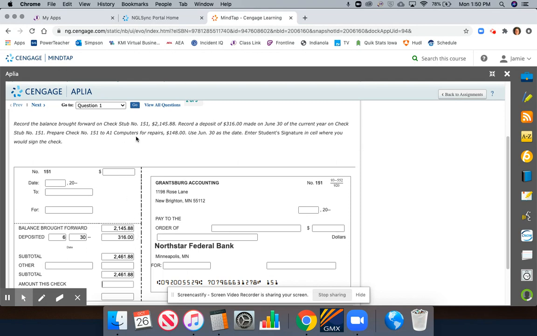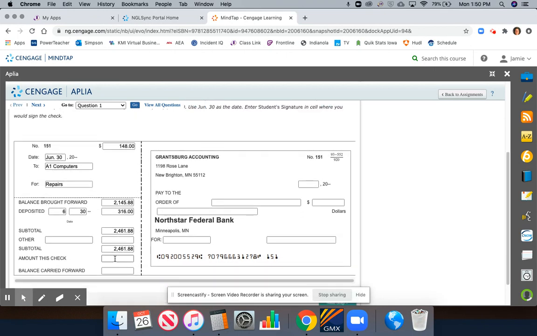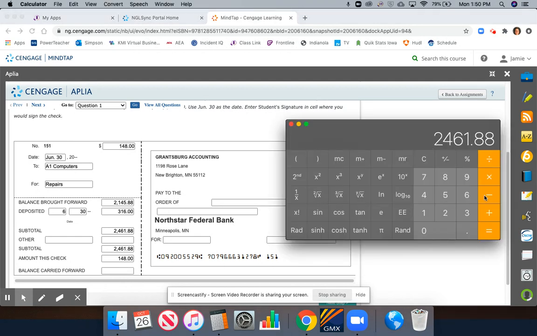So now we're going to begin filling out the check stub for the check that we're writing for $148 on June 30th, A1 Computers for repairs. The amount for this check would be $148. Our new balance brought forward would be that $2,461.88.